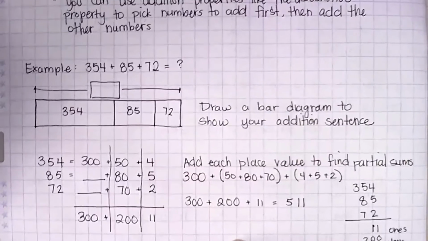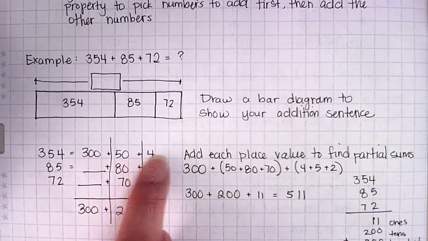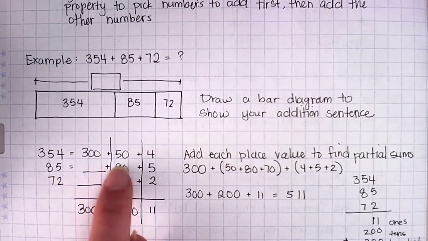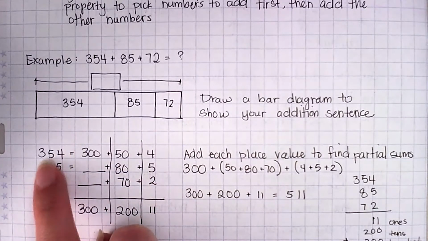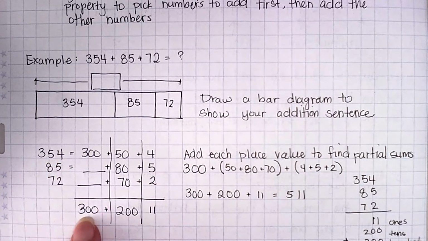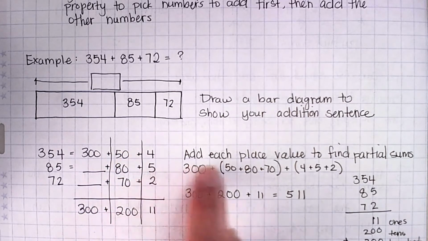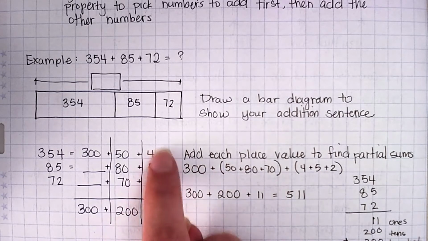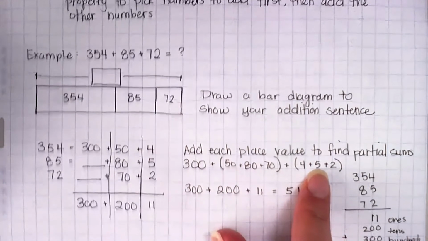Now, one thing I could have done was I could have added each one of the place values individually. So 354 is 300 plus 50 plus 4. So I wrote basically all of my numbers in what we call expanded form. So each one in their own place values. 85 was 80 plus 5, and 72 was 70 plus 2. Now I added all of my hundreds, and since this is the only one that had hundreds in it, I had 300. And then I added my tens, which is 50 plus 80 plus 70, like you can see here. That equaled 200. And then I added my ones, 4 plus 5 plus 2, which gave me 11. And you can see that here.